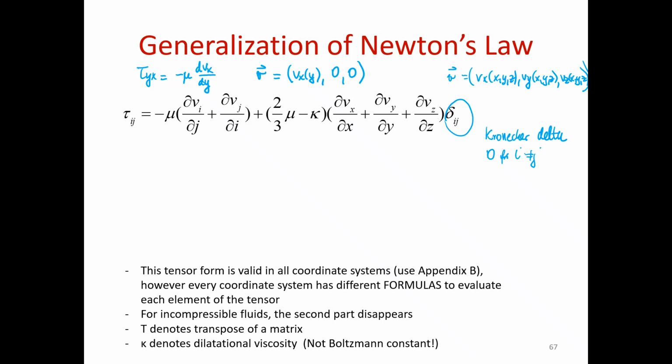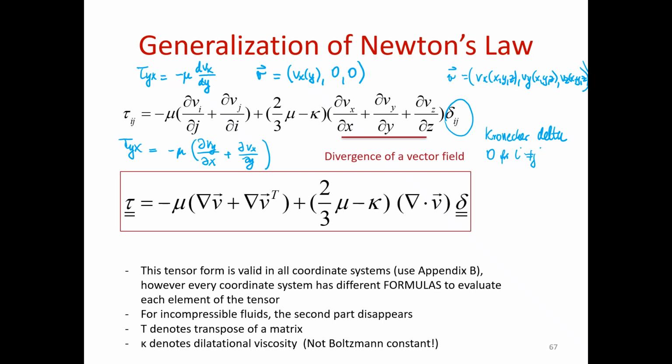So what I'm going to have in general for tau yx is minus mu times dvy/dx plus dvx/dy. And this other term will be 0 because my Kronecker delta is 0. This here is divergence. This is the divergence of a vector field.